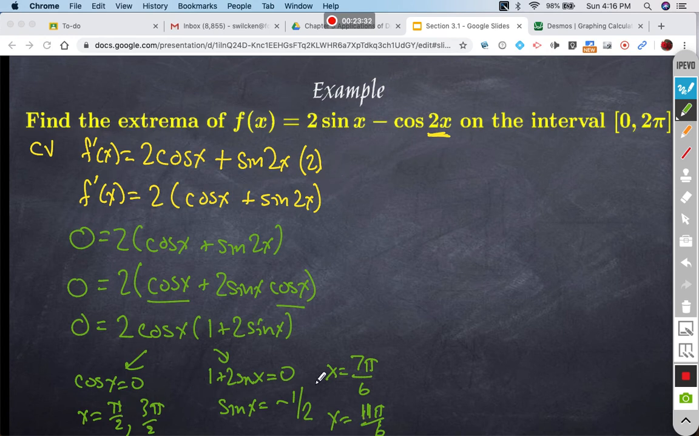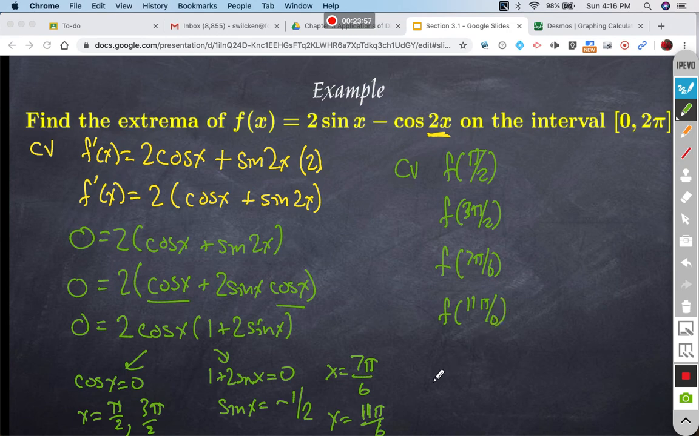But so here we have 4 critical values. So we're going to have to evaluate at pi over 2, 3 pi over 2, 7 pi over 6, 11 pi over 6, and then look at your endpoints, which are going to be at 0 and 2 pi.